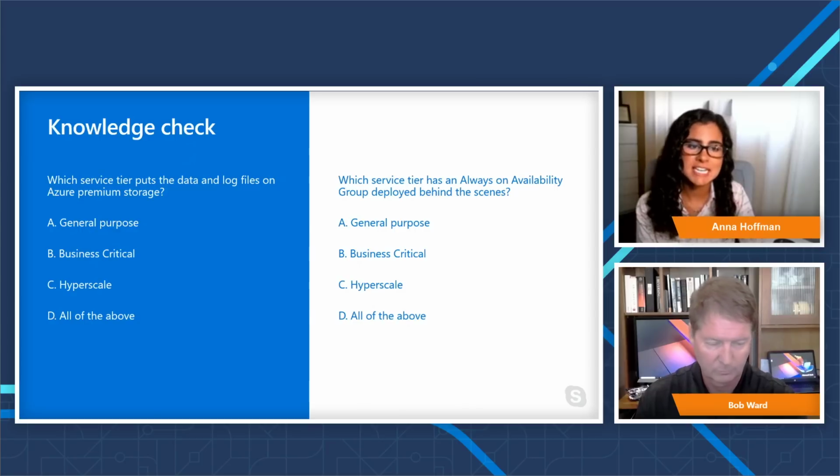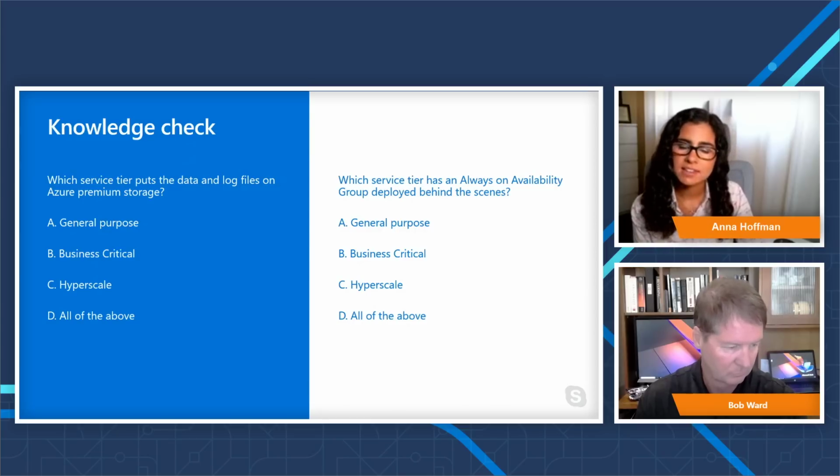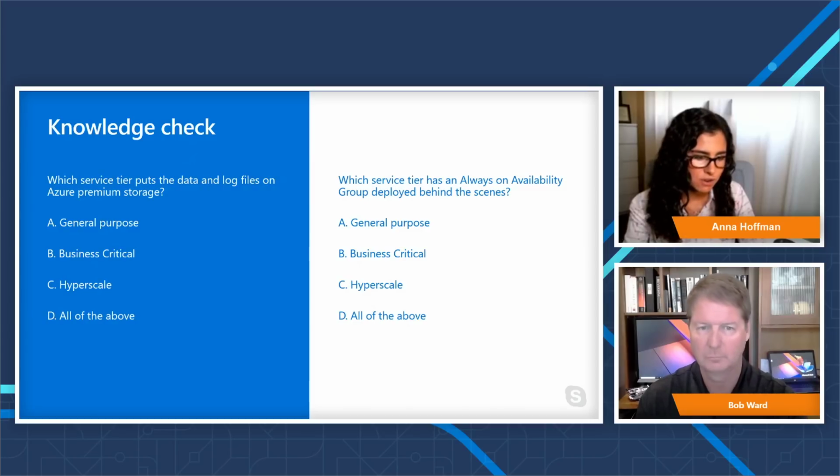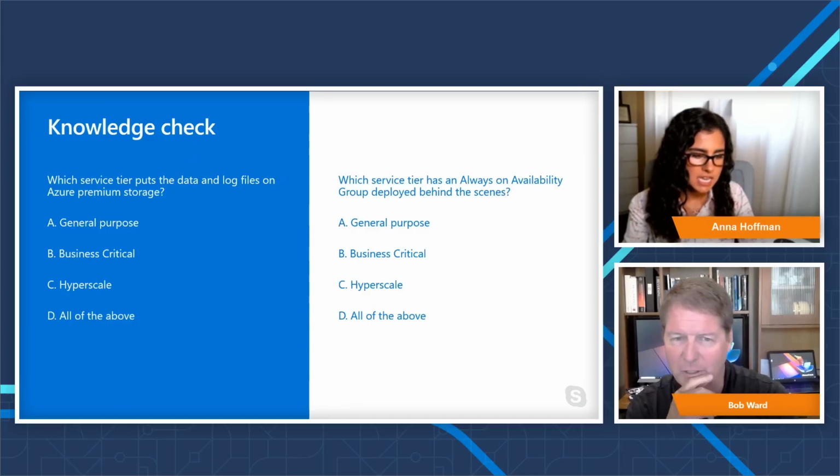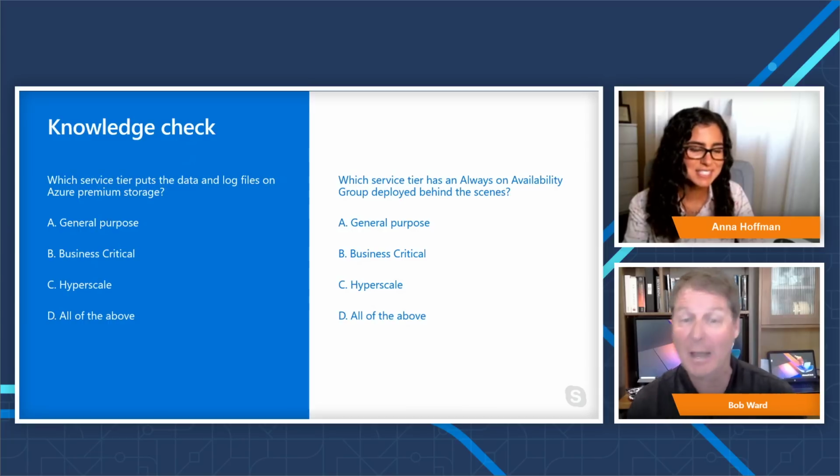The first question is, which service tier puts the data and log files on Azure Premium Storage? And the second question is, which service tier has an always-on availability group behind the scenes? So if I take a look at some of the answers we get in, you were a little tricky on this one, actually. If you ask me, on that first one, I think people need to really carefully read that sentence. Yeah, and I think that shows in our answers.